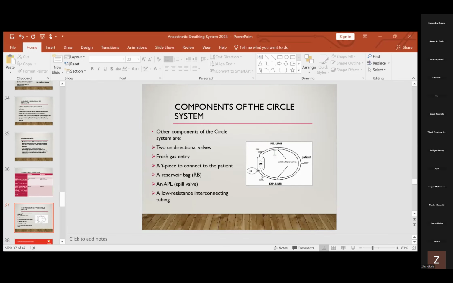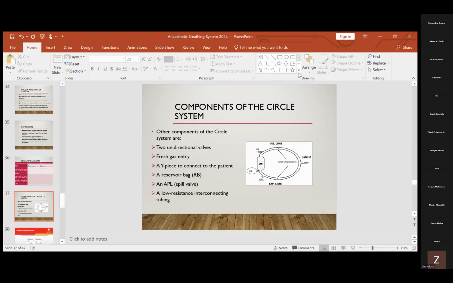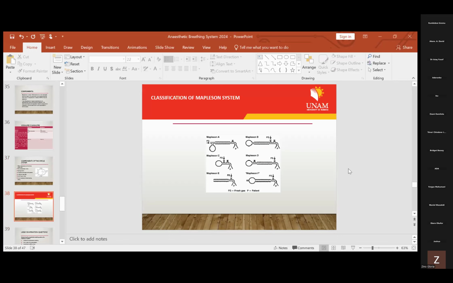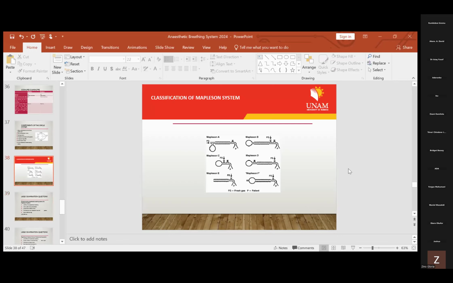Okay, so the components of your circuit system are as shown. We have the 2 unidirectional valves preventing rebreathing. We have a fresh gas inlet, the Y piece to connect to the patient, the reservoir bag, your APL valve, and a low resistance interconnecting hose. You can see it on the right side of your screen. Okay. Yes, this is the end.